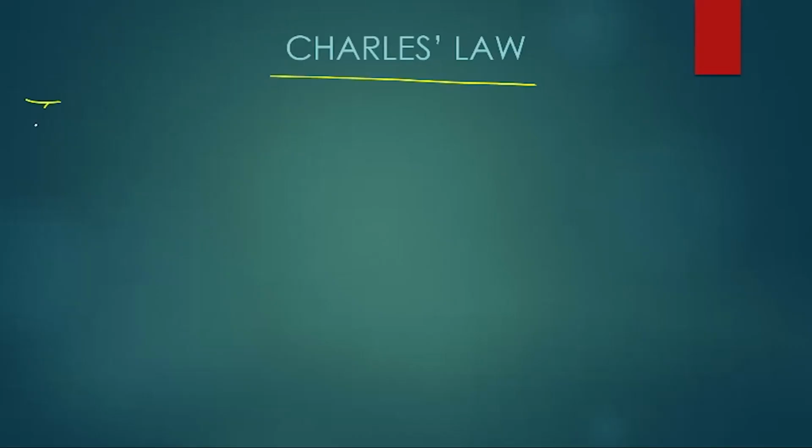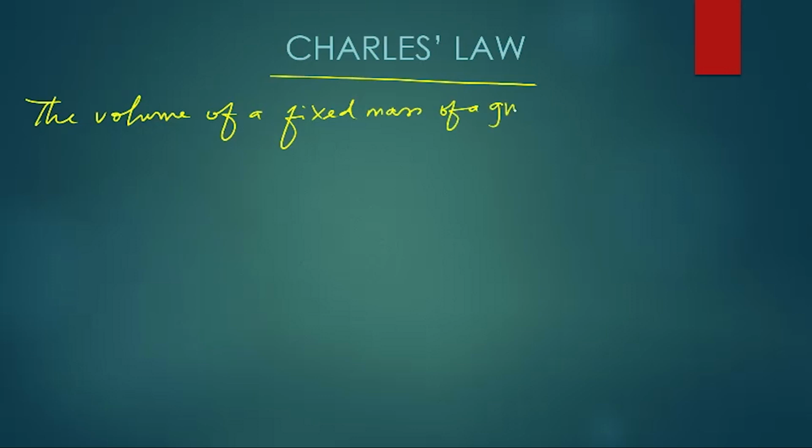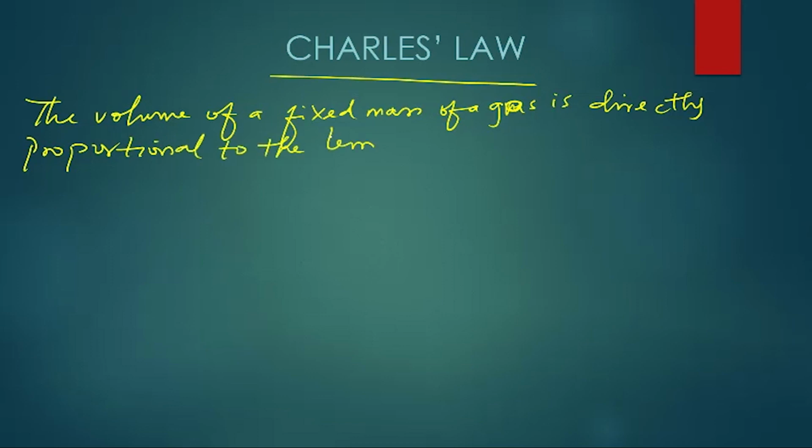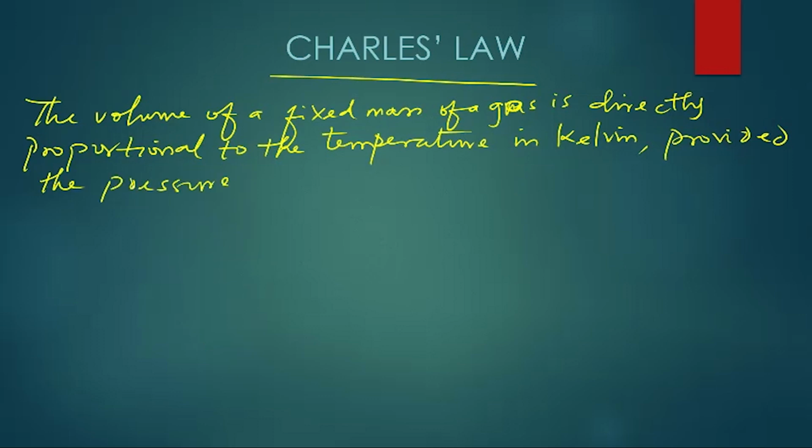So Charles' law made us understand that the volume of a fixed mass of a gas, or a given mass of a gas, is directly proportional to the temperature in Kelvin, provided the pressure remains constant. Mathematically, the volume is directly proportional to the temperature in Kelvin.